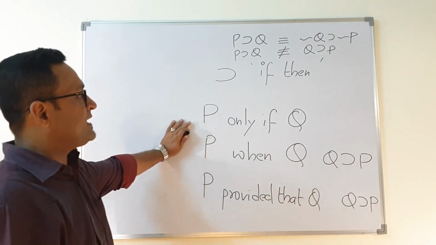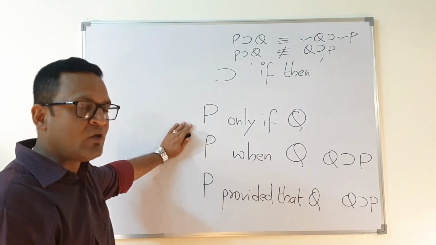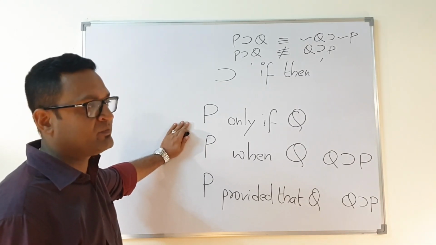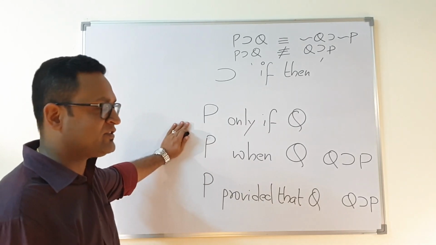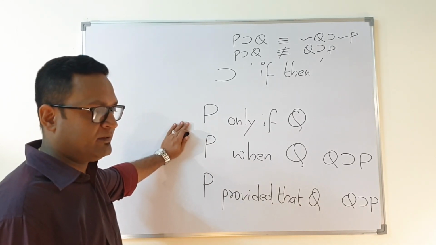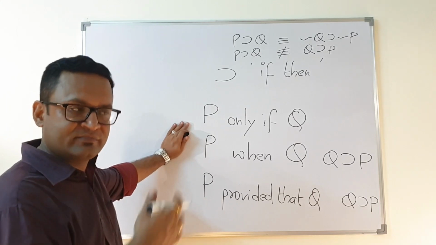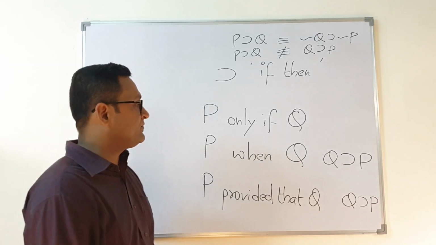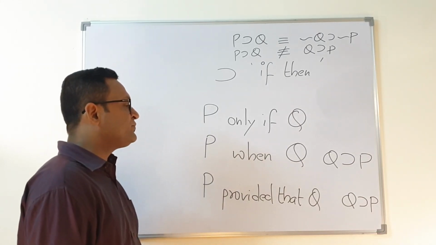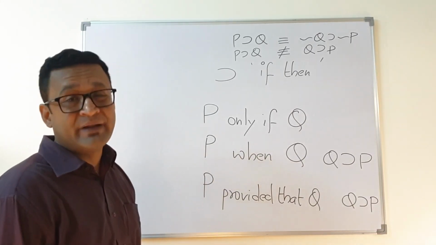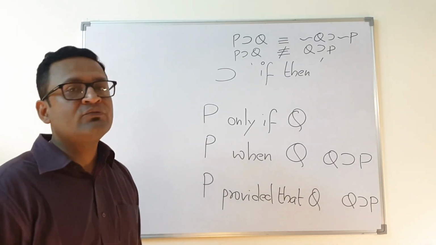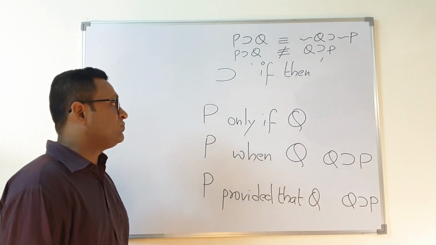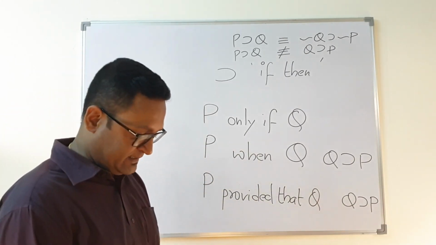Now I will ask you to stop the video or pause the video and check for this one. P only if Q. What is going to be your answer? Because it is an interesting one. Now you can pause the video and check for yourself. Now let us see the analysis of this one. Many of you may say that it is P implies Q. Many of you may say it as Q implies P, right? Now what is going to be the symbolization of this?